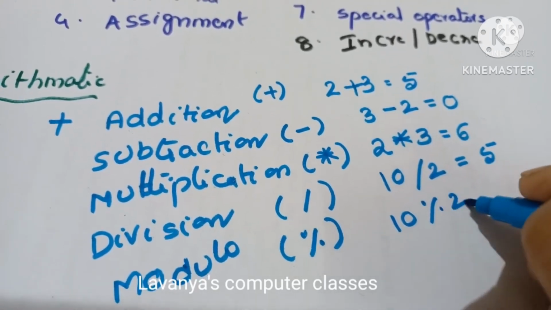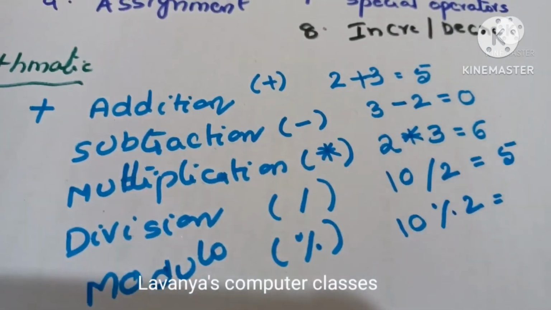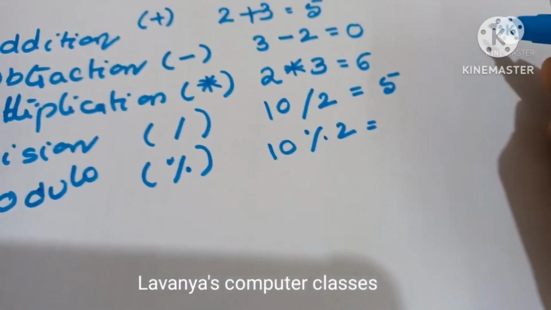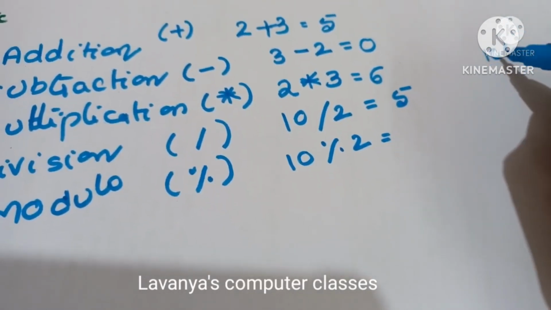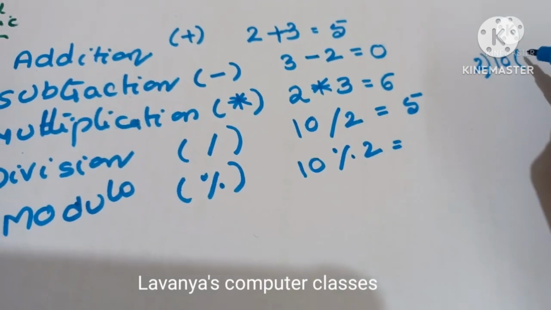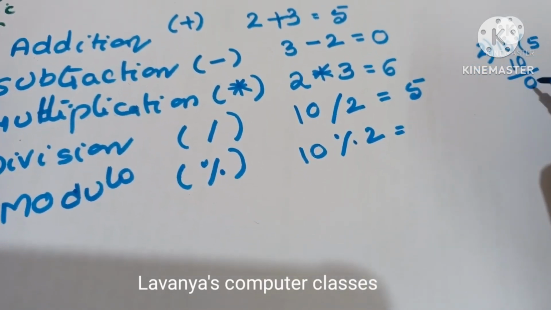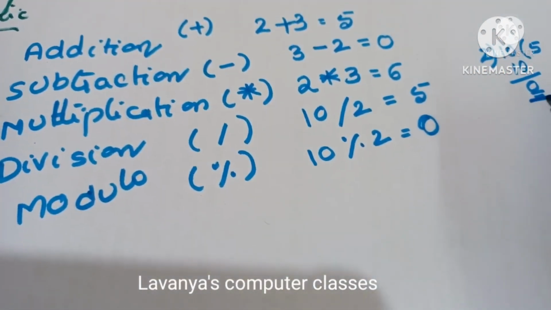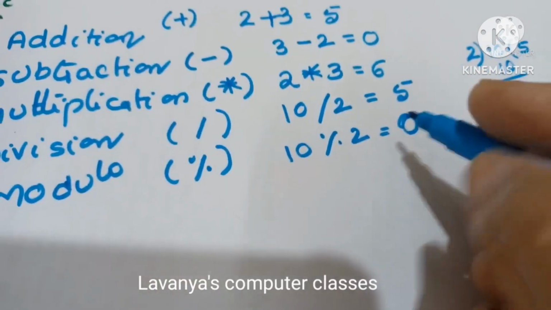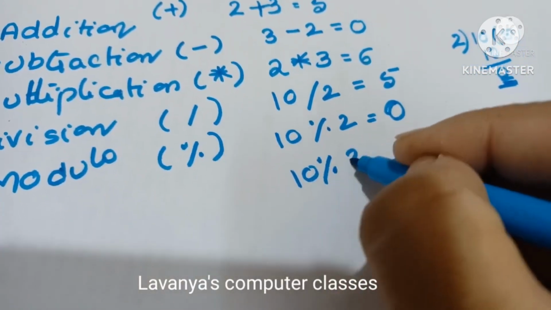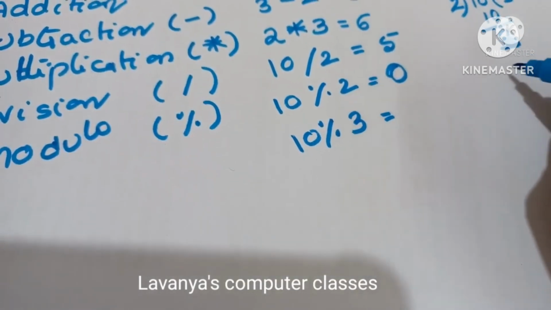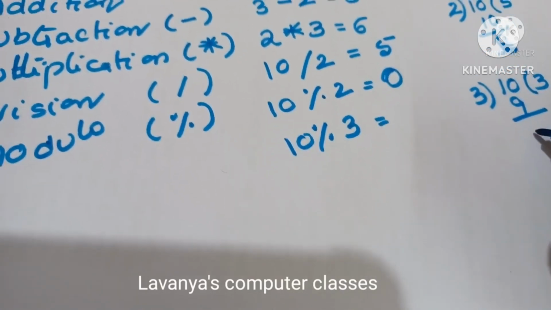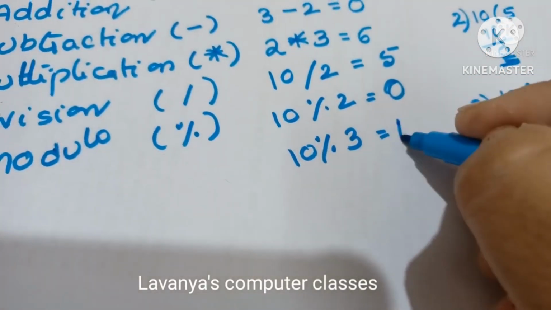10 mod 2. Just remember, see like this. What is the modulo operator? The modulo operator is used for giving the remainder values. So when the numerator 10 is divided by 2, 2 5s are 10. Remainder is 0. Modulo operator is always used for giving the remainder values. For example, 10 mod 3. What is the value of 10 mod 3? See again. 10 is divided by 3. 3 3s are 9. So what is the remainder value? Remainder value is 1. So the answer of 10 mod 3 is 1.